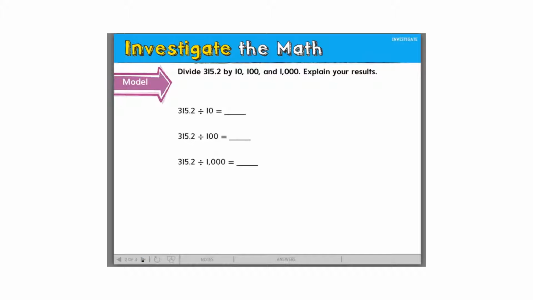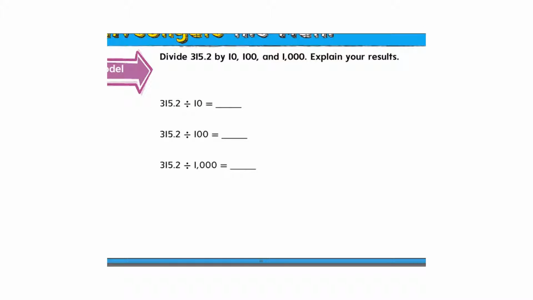So I want you to try these 3. Try these 3 in your notes. Put them in your notes somewhere, I want you to write them down. I don't want you to talk to anyone. I just want you to try to solve these 3.